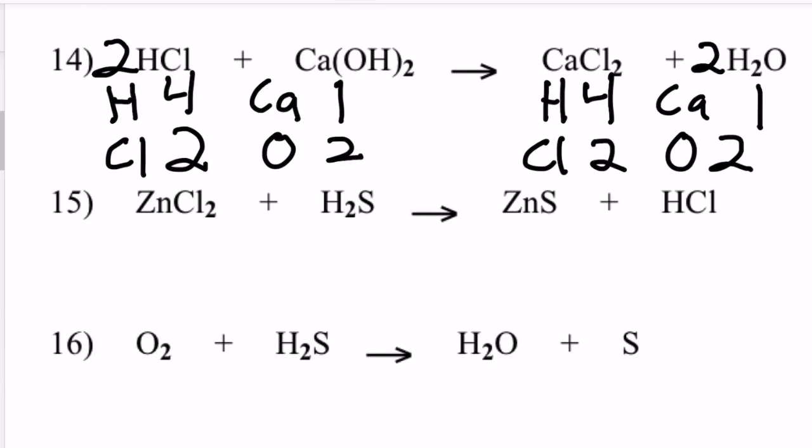So now I have, let's check this out. I have 2 chlorines, that's balanced. 2 oxygens, that's balanced. 1 calcium, that's balanced. 4 hydrogens, that's balanced. The whole thing is balanced. We have the same number of hydrogens, calciums, chlorines, and oxygens on each side of the arrow. So the reaction is balanced.